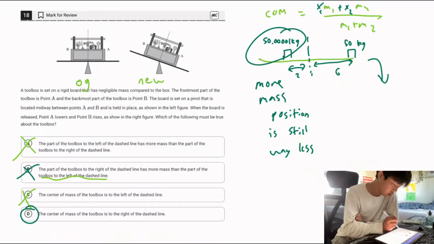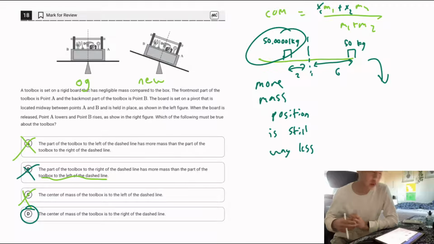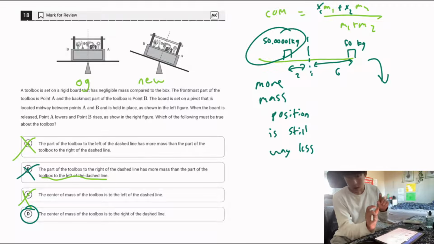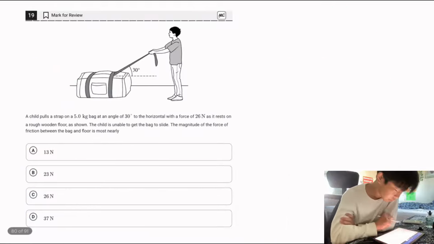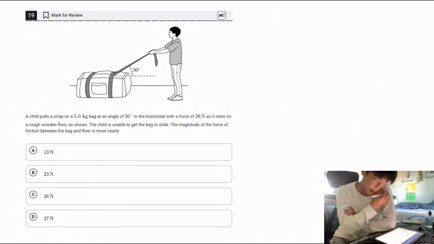So it can't be B, it means it has to be D. Okay? Hopefully that wasn't that confusing. The position matters a lot for center of mass as well. Okay? Next question is talking about force of friction.